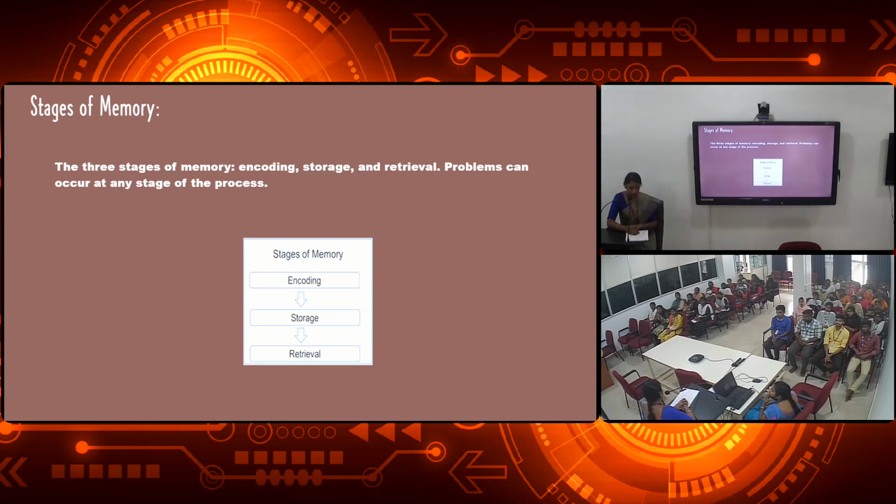Then the storage. Storage is the creation of a permanent record of encoded information. We are creating a permanent record for any information, like light or color, or a film actor, whatever the information may be, which is restored in our memory. Then the retrieval process. Retrieval is the callback of stored information.